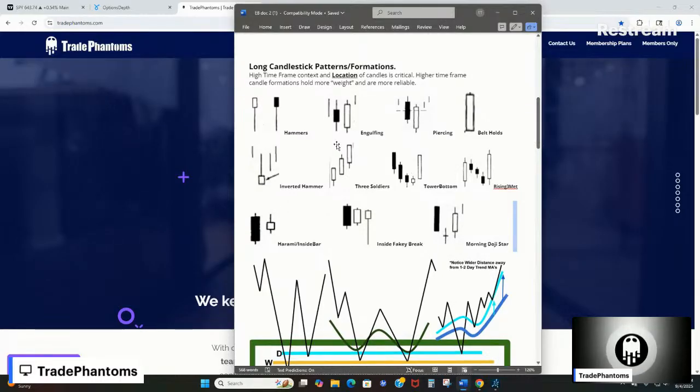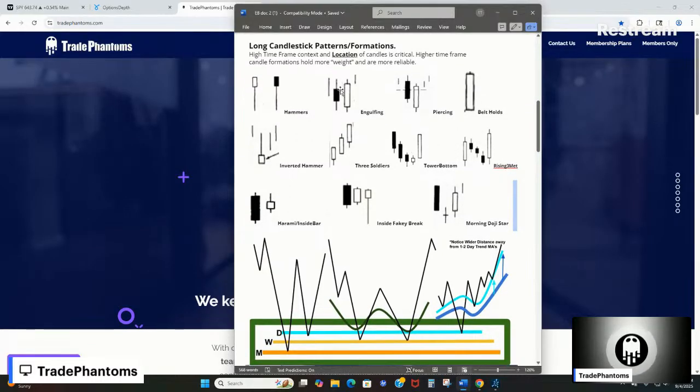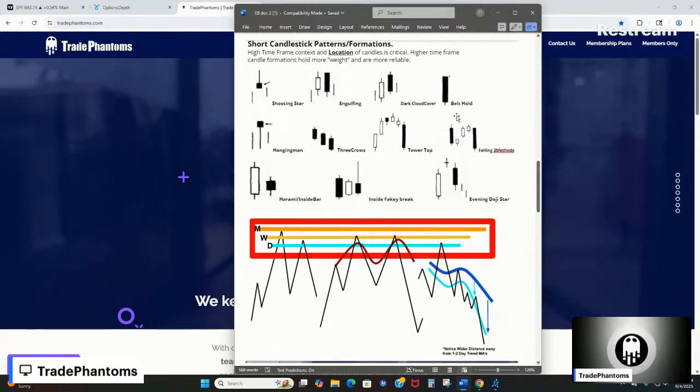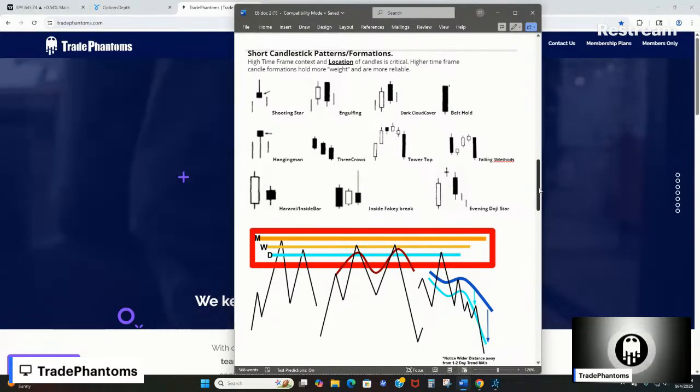Candlesticks, bullish candlesticks, a bunch of fancy names. However, location and context being most important, we typically want to let these print at demand zones in the context of uptrends, if you're doing it the right way. Bearish candlesticks, a bunch of fancy names, location and context in supply, in the context of downtrend, is going to be best and more reliable.